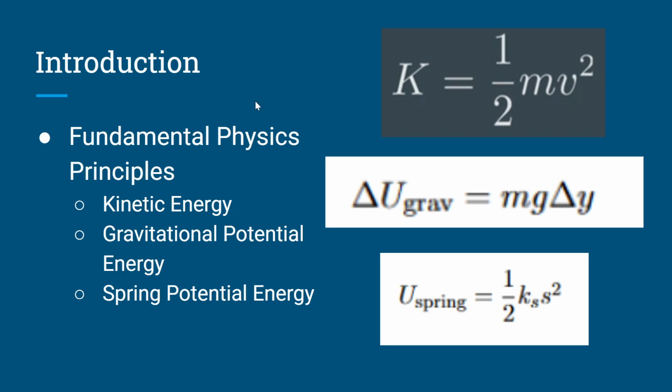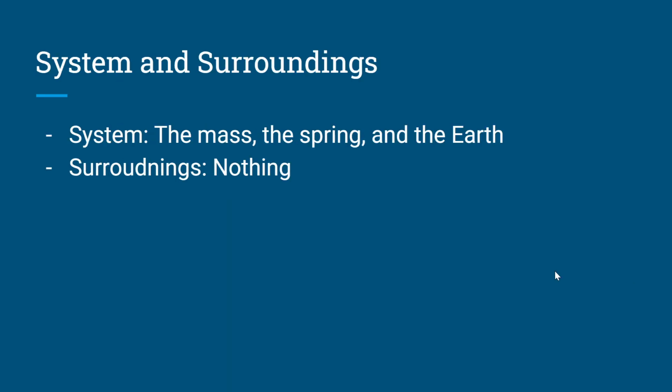And a couple more formulas that we're going to use. We have our kinetic energy, which is over here. We have our gravitational potential energy, which is right here. And we have our spring potential energy, all of which will be used in this lab.